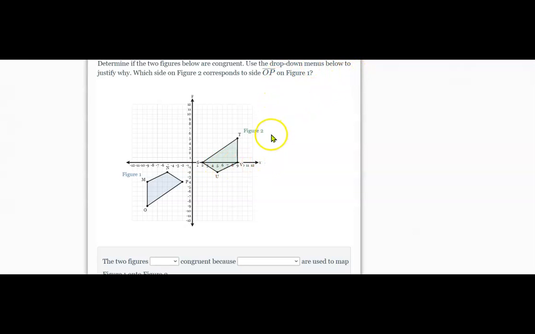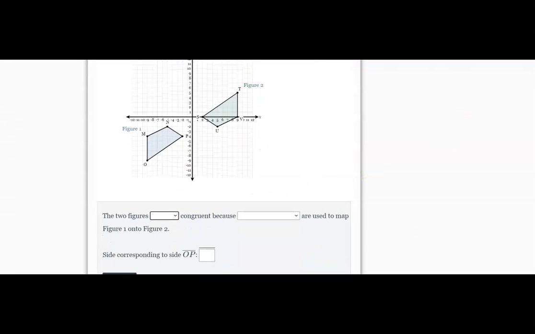Use the drop-down menus below to justify why. So the 2 figures are congruent. Let me slide this down. The 2 figures are congruent because I rotated it. I rotated it. And that means only rigid motions happened.